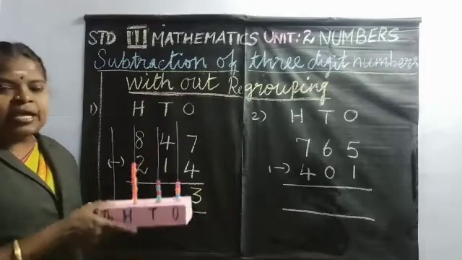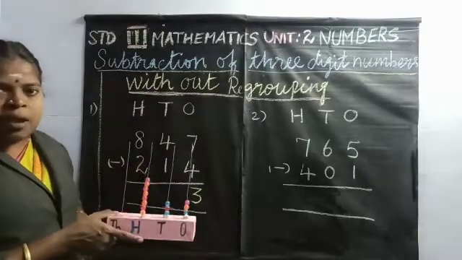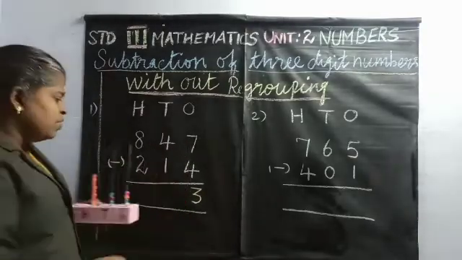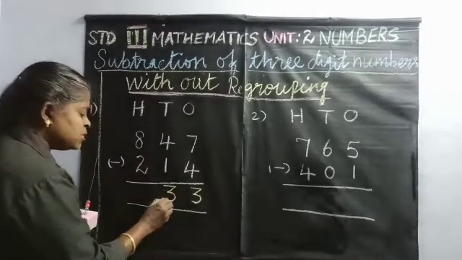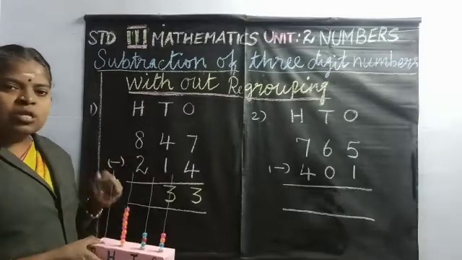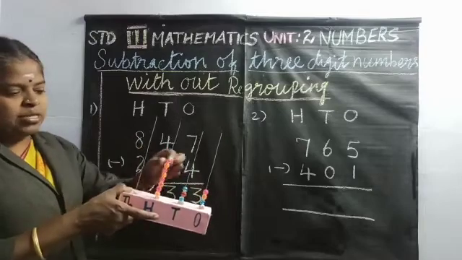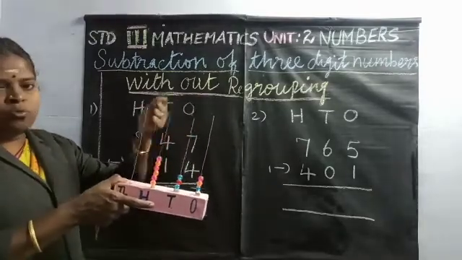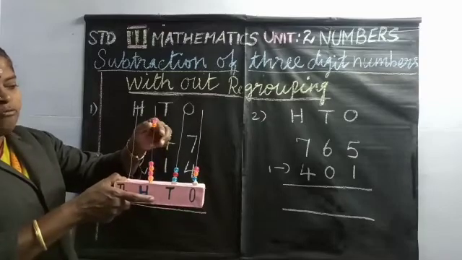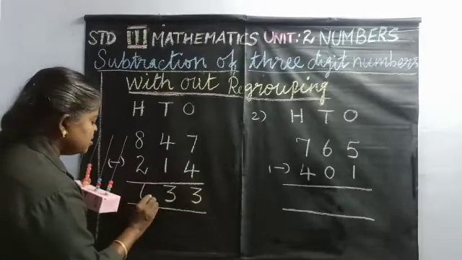In the tens place, we have to take how much? 1 bead. So we take 1. Balance, how much is that? 1, 2, 3. So we write 3. 4 minus 1 is 3. Next, hundreds place, 8 minus 2. In the hundreds, how many hundreds do we want to take? 2 hundreds. So 1, 2. So balance, how much is there? 1, 2, 3, 4, 5, 6. 6 beads are there. So we write 6.